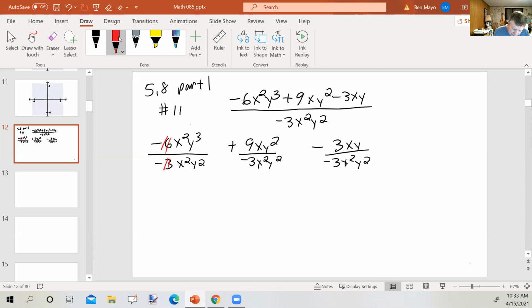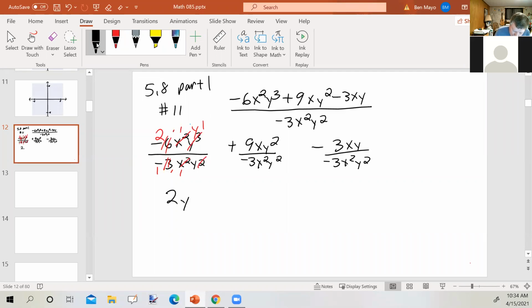Negative 6 over negative 3 reduces down to 2 over 1. Sorry, I was looking at the answer and they've got it written in a different order. I thought something was wrong, but we're fine. Okay, x squared divided by x squared is like 1 over 1. And y cubed over y squared would be y to the 1 power. So on top I've got 2 times 1 times y, and on the bottom I've got 1. So the whole thing would just be 2y.